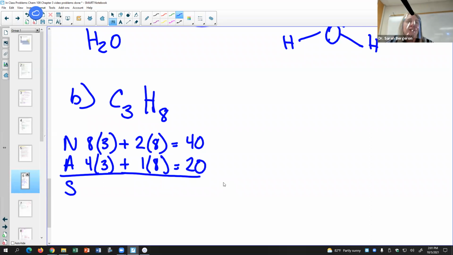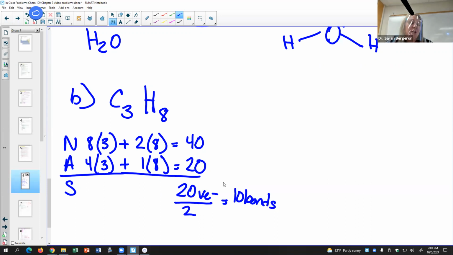Okay, so look at the difference. The difference between what you have available and what you need is what you're going to have to do to share. So needed minus available gives you how many? 20 valence electrons. How do I get to bonds? Divide by 2 and I get 10 bonds.